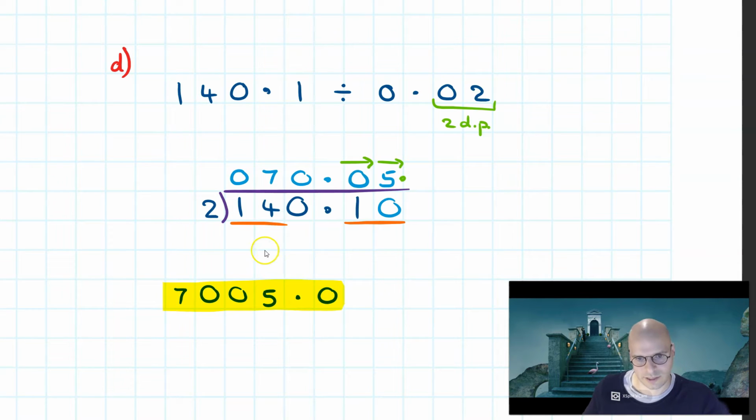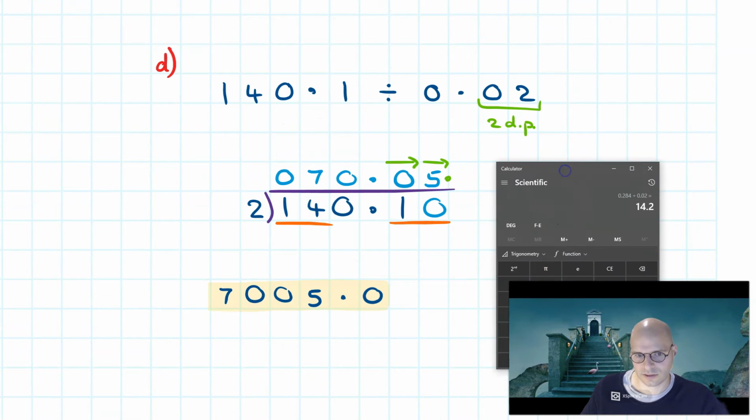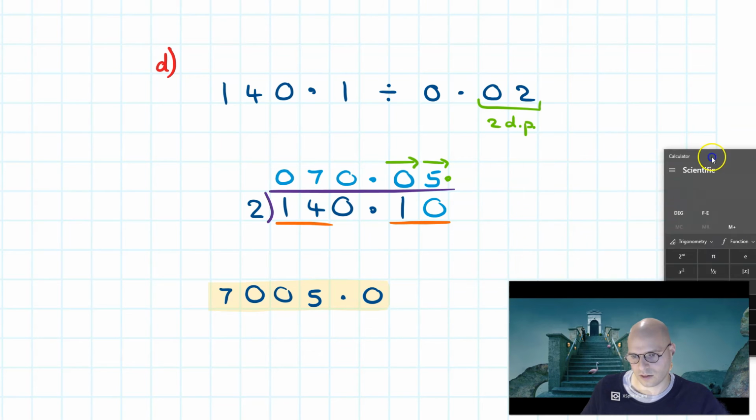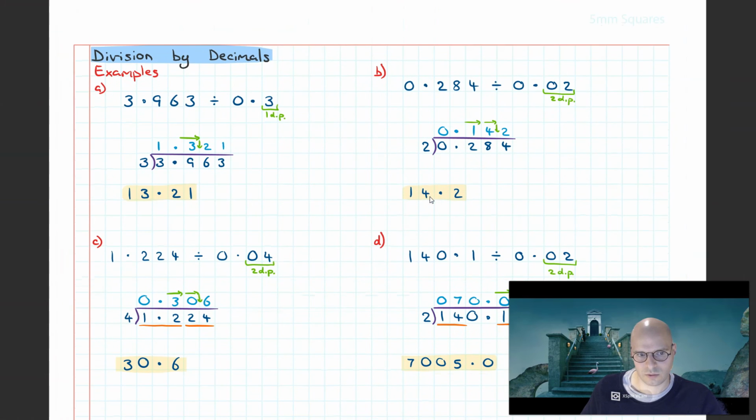So the complexity in this one is we have to add the 0 at the end here to accommodate for this 1. Double checking that this is indeed correct, we can go to 140.1 and divide it by 0.02, and you indeed see that it equals 7005. So in summary, what we had to look at in this video was how we can divide a decimal by another decimal.